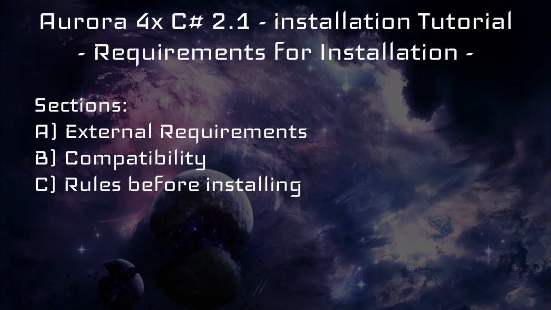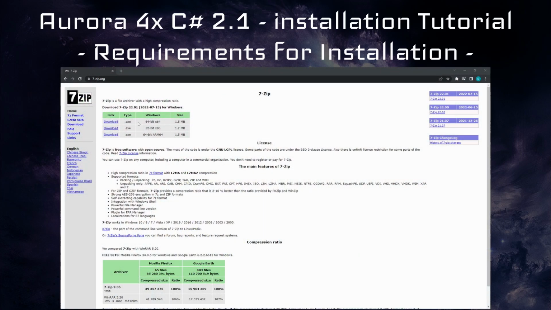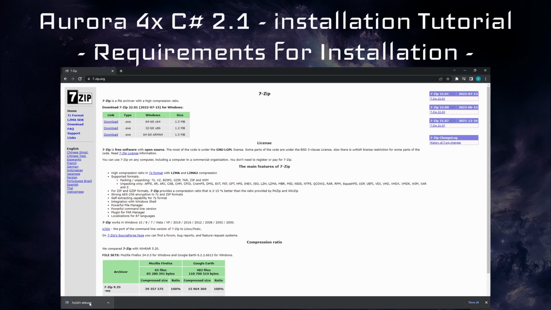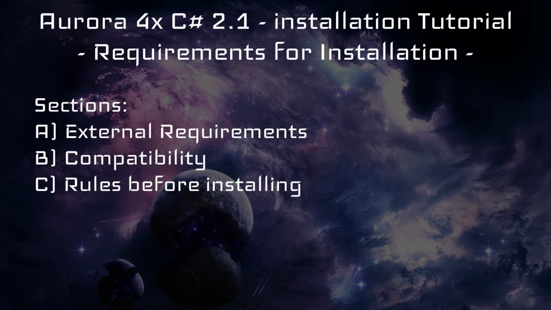First, you want to go to the 7-zip website. You can see that now on screen in video. Once there, you want to make sure to download the 64-bit Windows version, assuming that you're using Windows as your operating system. And once you've downloaded it, you then want to follow the automatic installer, which will pop up when you click the EXE. This appears on the bottom of your screen in your browser. Then you will open it and begin installing the program to anywhere you want on your computer. Now that 7-zip is installed, you have everything externally you will need to be able to install Aurora for X C#. So let's move on to the next section, compatibility.